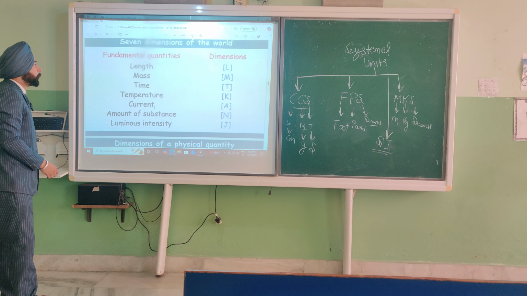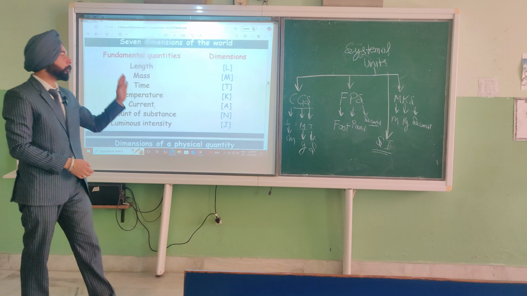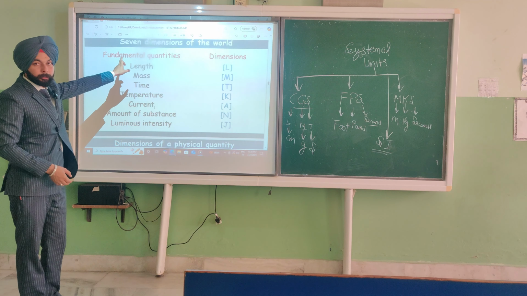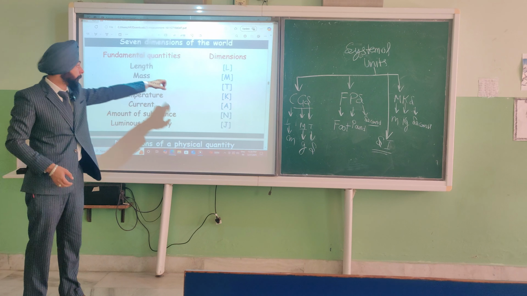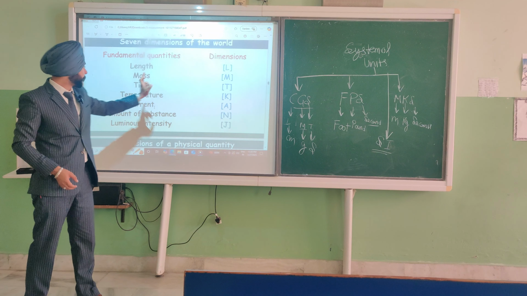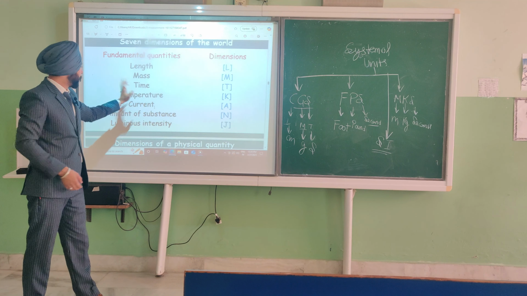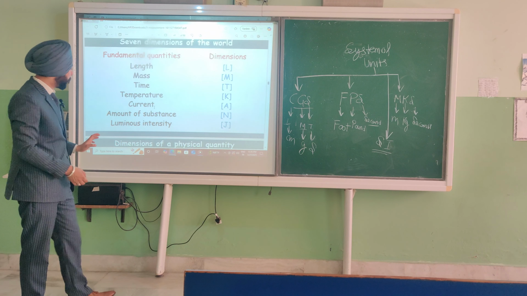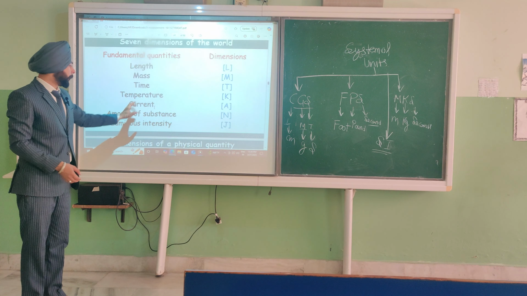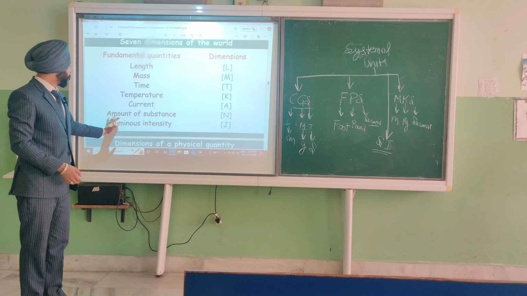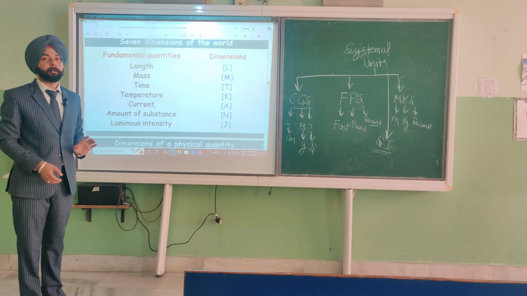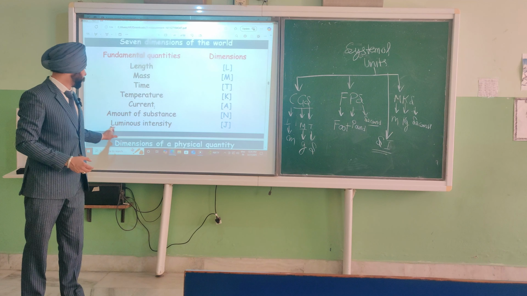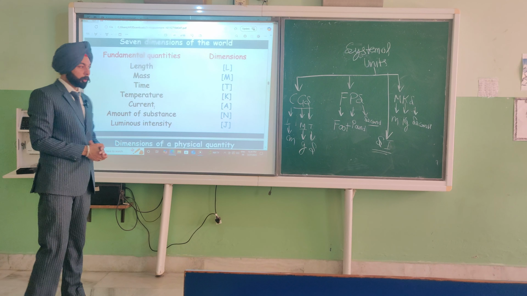And now the 7 dimensions of the world. The first column is the fundamental quantity and the second is its dimension. Length is L, mass is M, time is T, temperature is Kelvin, current is in ampere, amount of substance is in mole, and luminous intensity is in candela.